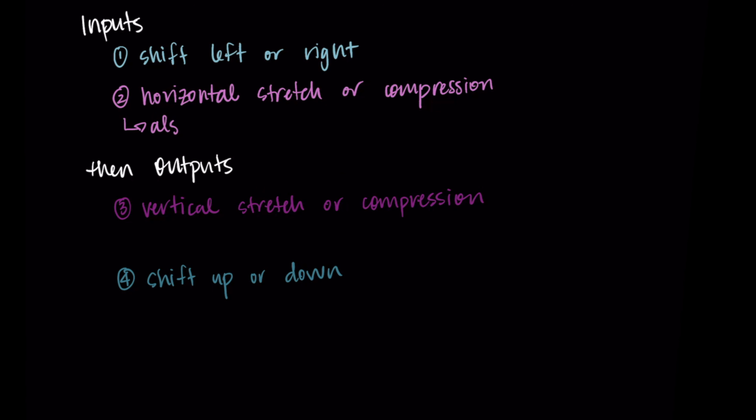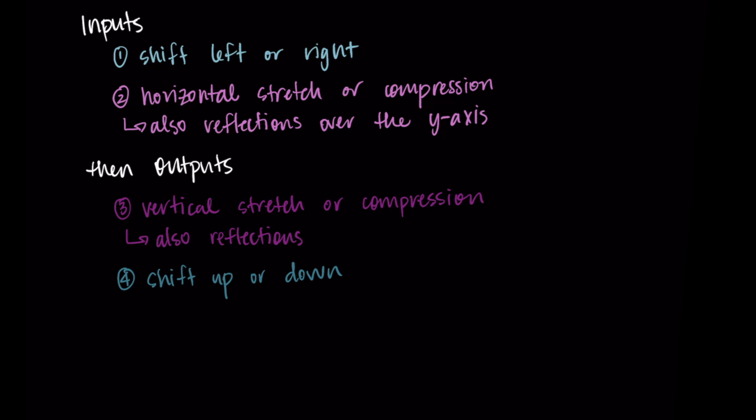And within steps 2 and 3, we also do reflections. If there was a negative in the position of B, this would be a reflection over the y-axis since it's a horizontal reflection. If there was a negative in the A position, this corresponds to a reflection that happens vertically, which means it happens over the x-axis. You can do the little parts in whatever order you want. So if you have both a reflection and a scaling, you can pick the order. You just need to do the horizontal ones first and then the vertical ones.